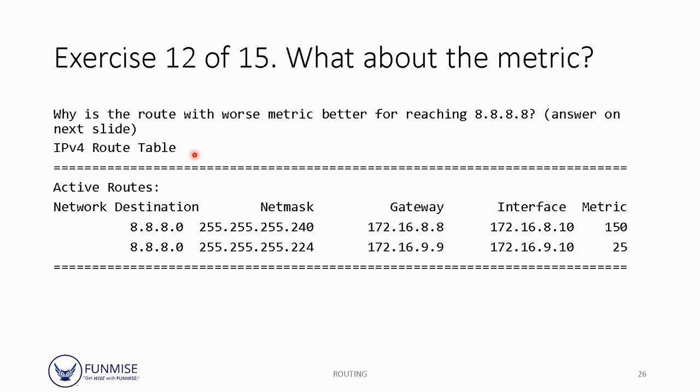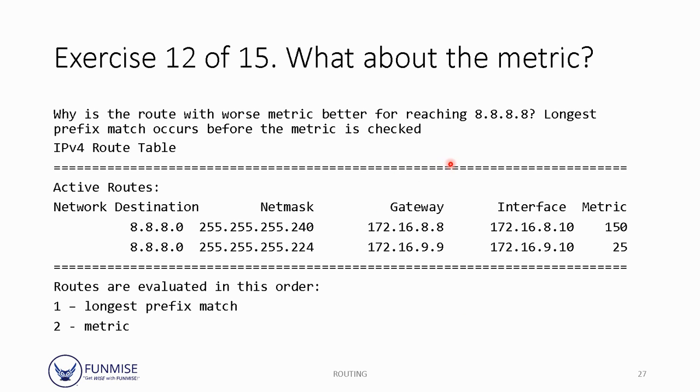Now, exercise 12, what about the metric? Because the question becomes, why is the route with worse metric better for reaching 8.8.8.8? Since we're experienced now, we can at a glance look at these: network, destination, net mask. 8.8.8.8 falls within both of these, and this one has the longest prefix match, but it has the worst metric. Earlier we did say a lower metric was better, so why are we providing this seemingly conflicting information? But I will explain why.